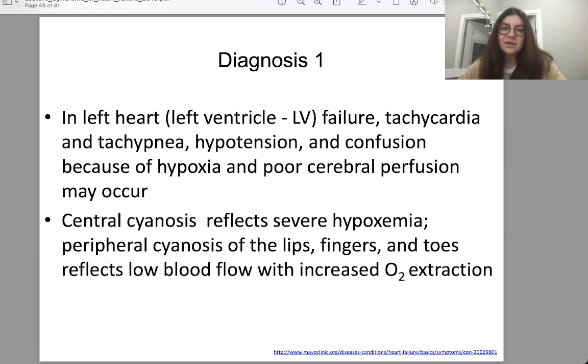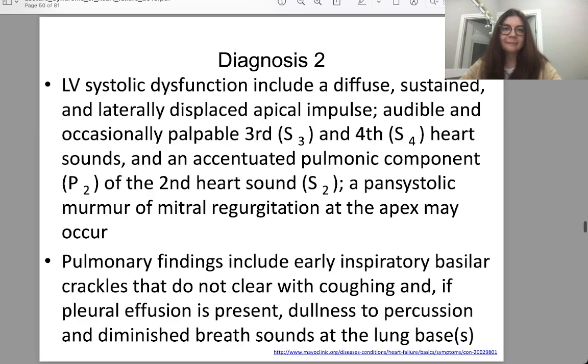Diagnosis. In left heart failure, tachycardia and tachypnea, hypotension and confusion because of hypoxia and poor cerebral perfusion may occur and help you to suspect a diagnosis. Central cyanosis reflects severe hypoxemia. Peripheral cyanosis of the lips, fingers, and toes reflects low blood flow with increased oxygen extraction.